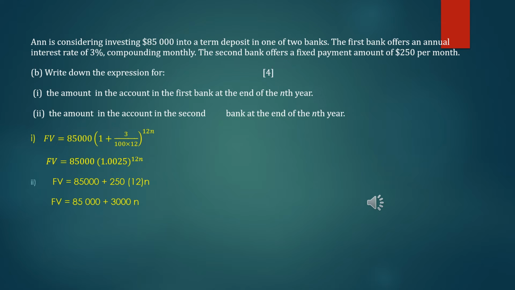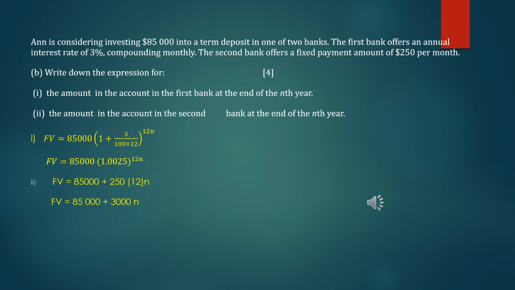In letter B, we are going to write down the expression for the first problem, the amount in the account in the first bank at the end of the nth year. And second question, the amount in the account in the second bank at the end of the nth year. We are using our answers in part A, only that we have to express our answers in a more general sense because the year is not known.